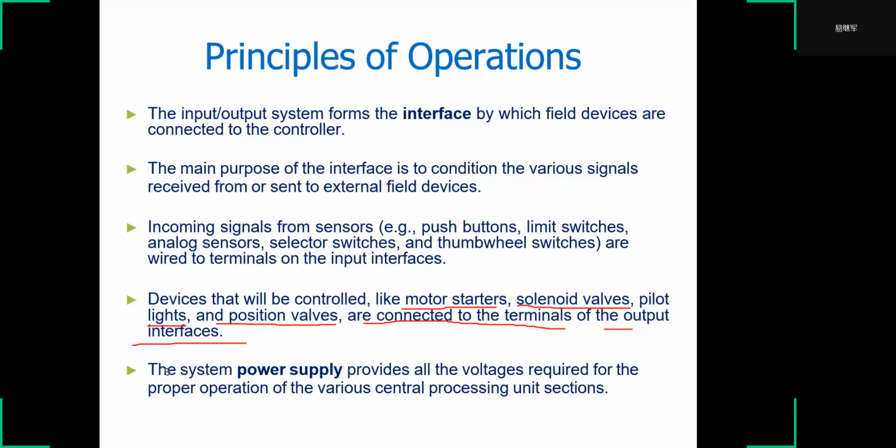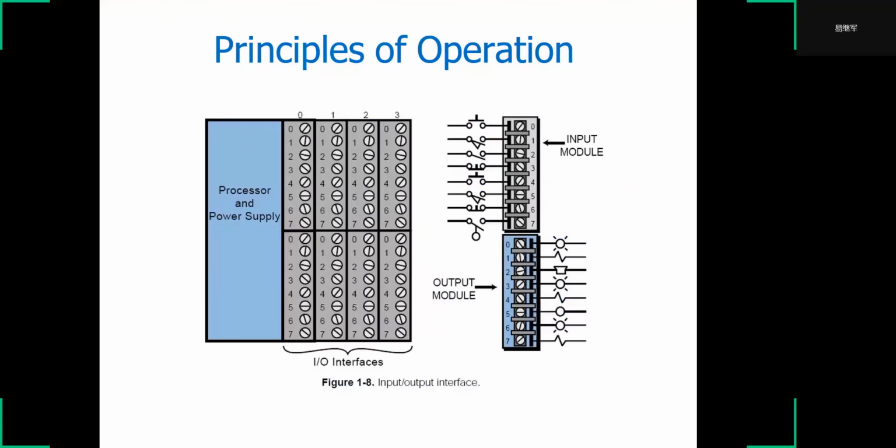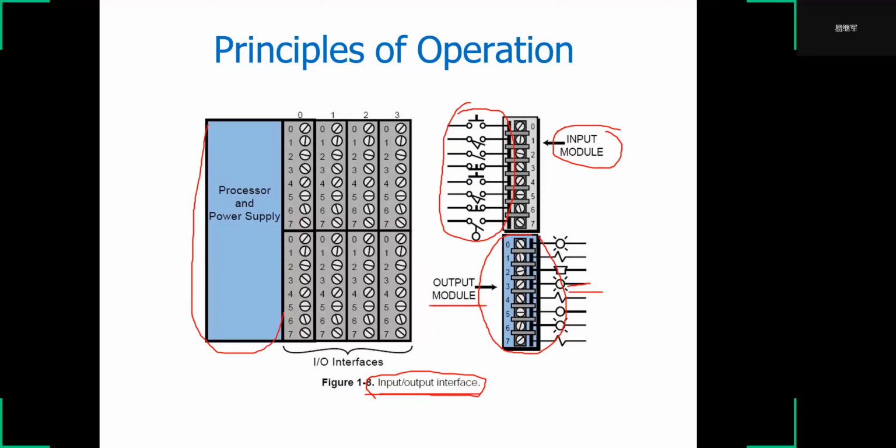This is a PLC input-output interface. The input module accepts the signal from the external field. The output module sends the signal to the external field. And this is the microprocessor and the power supply.